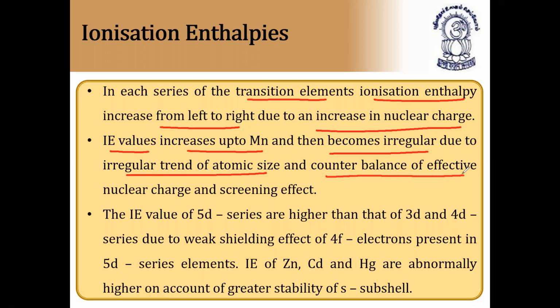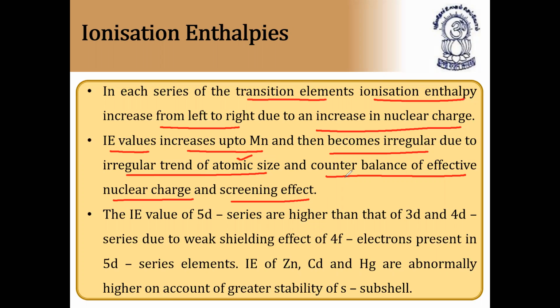due to irregular trend of atomic size and counterbalance of effective nuclear charge and screening effect. So up to manganese in the 3d series, it increases. Then it starts decreasing and becomes irregular due to irregular trend of atomic size. As I told you, ionization enthalpy depends on atomic size. So due to lanthanide contraction, ionization enthalpy first increases, then decreases, then again increases.